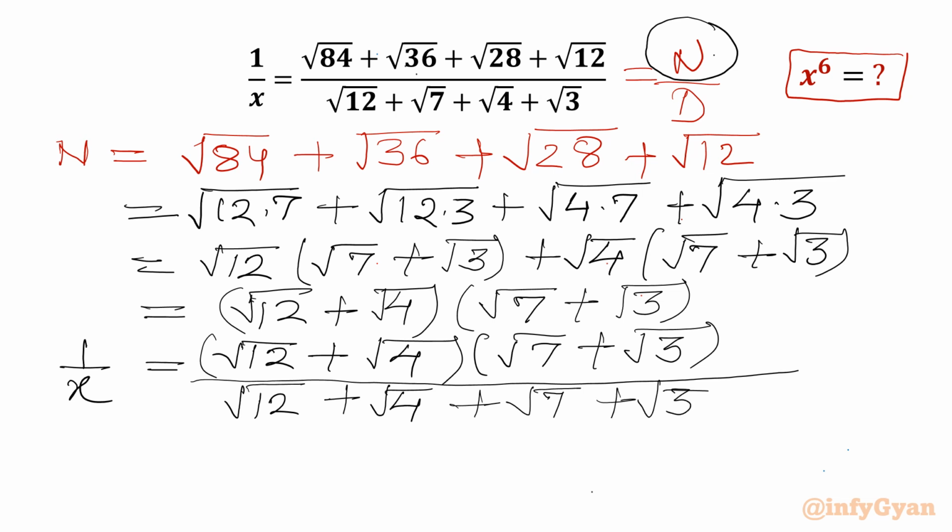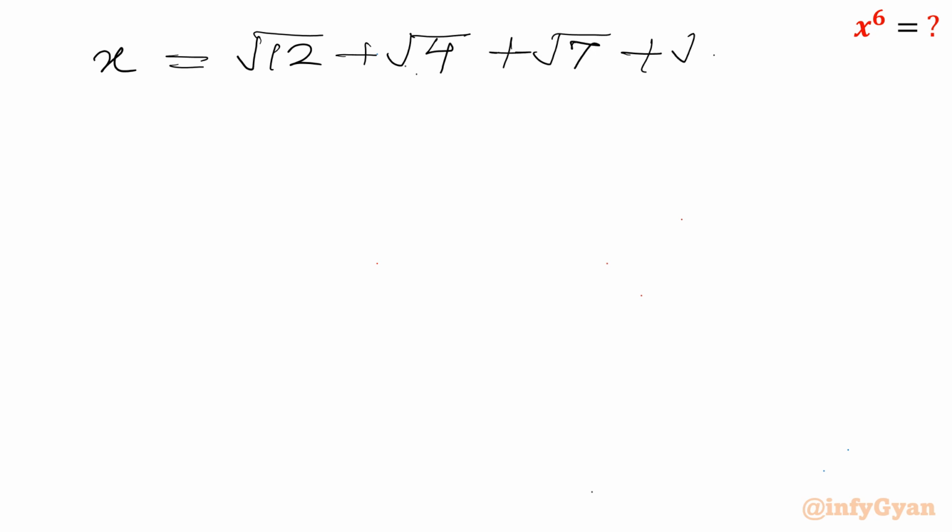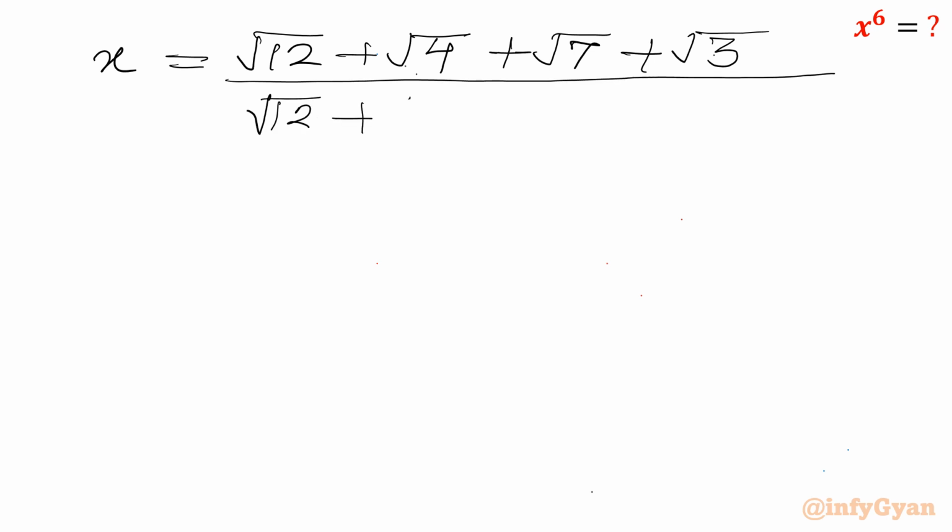Now I will write the value of x. So I need to flip numerator and denominator. So I will be writing here x equal to root 12 plus root 4 plus root 7 plus root 3 over, I will write root 12 plus root 4 in one bracket, root 7 plus root 3 in other bracket.